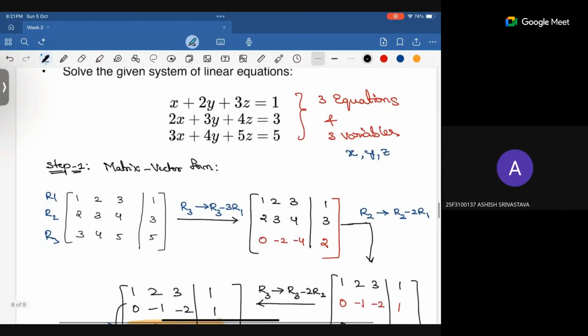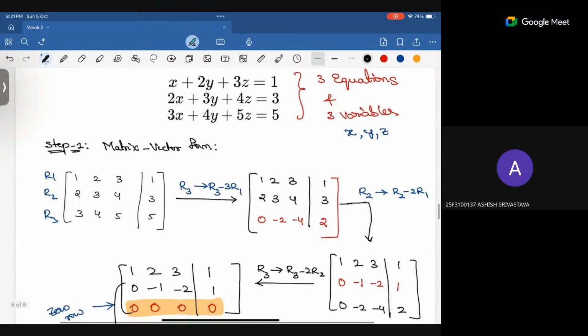Initially, all the equations are given, so we write in the matrix form as 1, 2, 3, 2, 3, 4, and 3, 4, 5, and the answer is 1, 3, 5, right? Sir, can we not apply row 2 minus row 1 and row 3 as R?